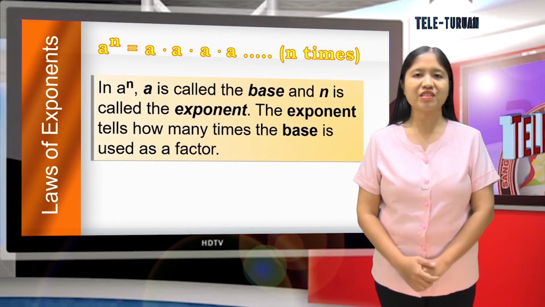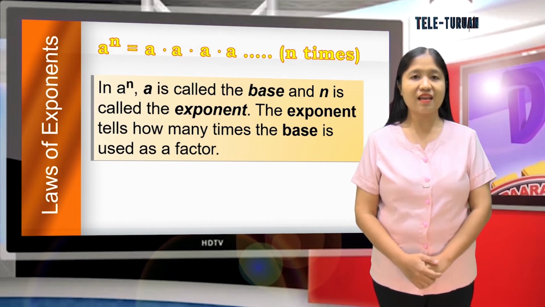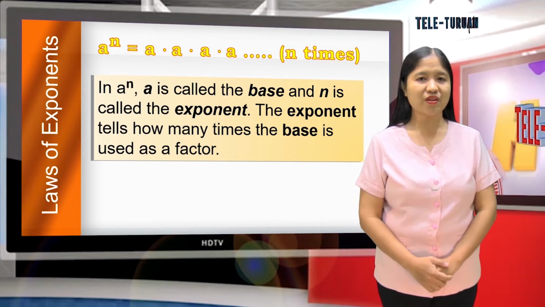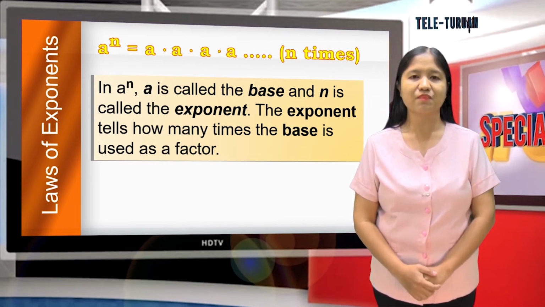The first law of exponents states that in a raised to n, a is called the base and n is called the exponent. The exponent tells how many times the base is used as a factor.